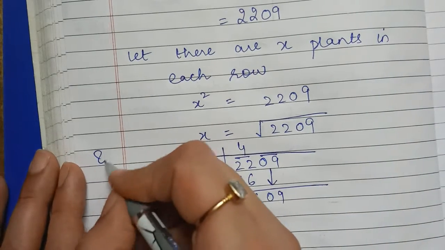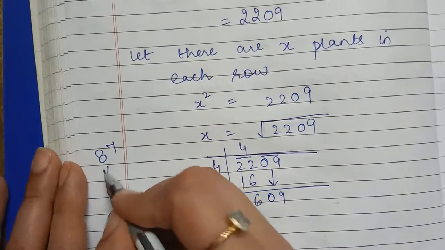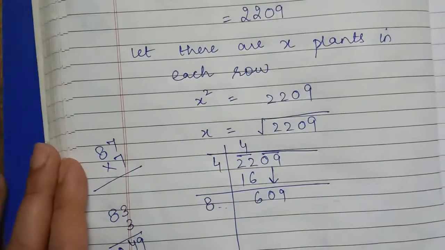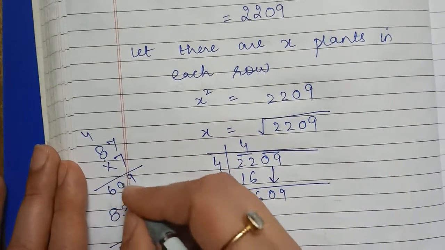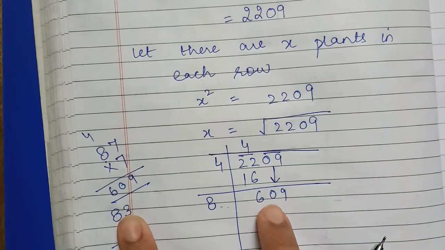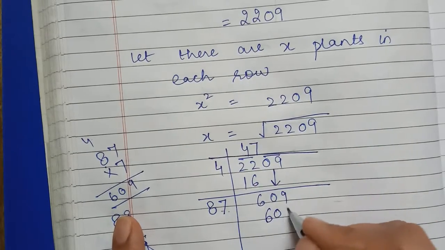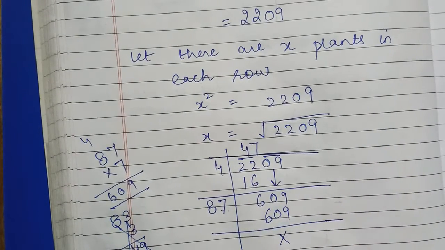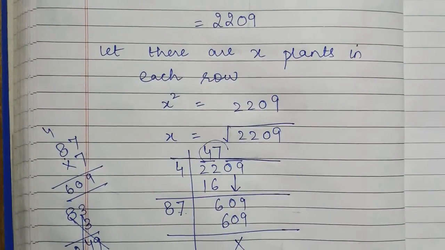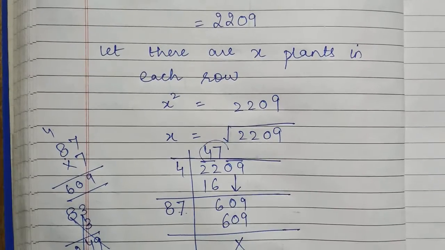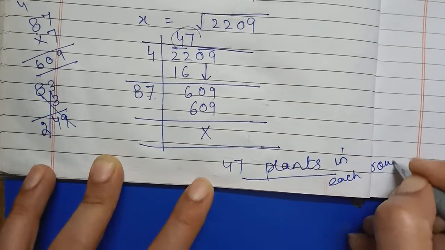So we will try. We will take 7. Let's try by 7. 7 7s are 49. 7 8s are 56. 56 plus 4 is 609, which is exactly matching with this 609. So we will take 7. We will put 7 here, 7 here, and 609 here, and subtract. We get 0. So what is the answer? 47. So there are 47 plants in each row. That is the final answer.